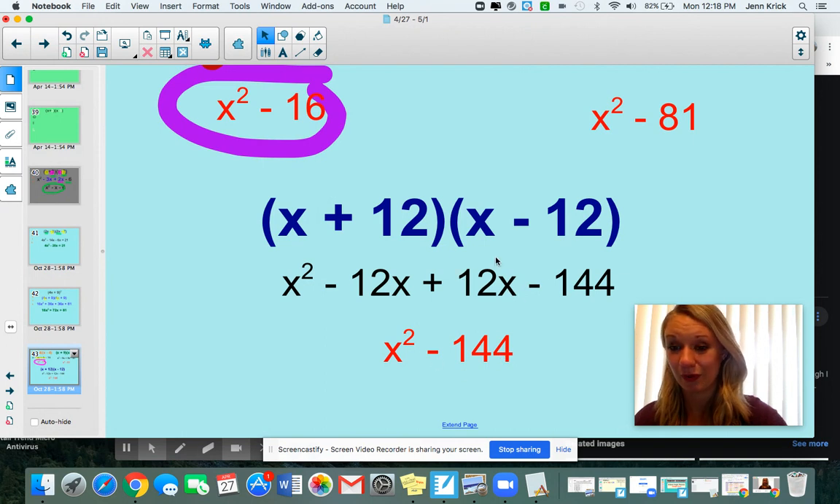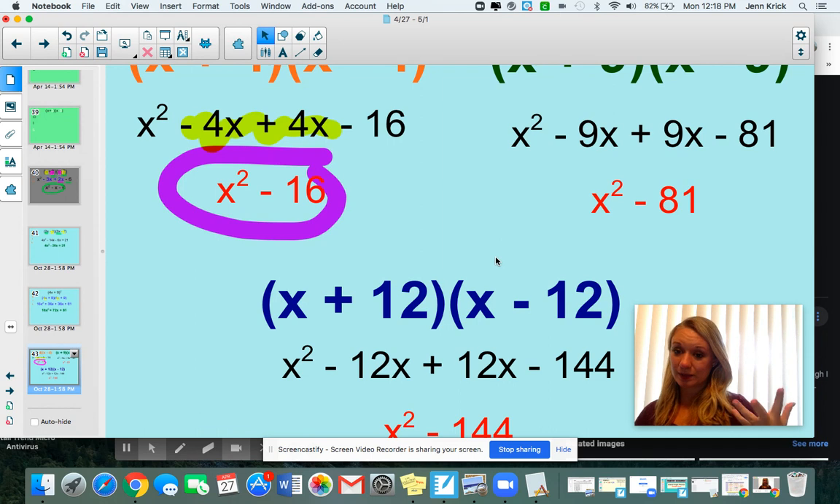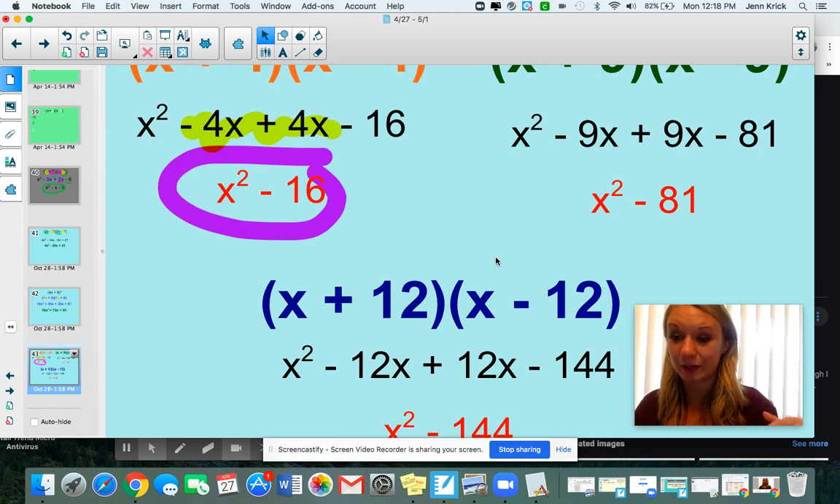If I gave you x plus 10, x minus 10, think about what the answer would be. Hopefully you have x squared minus 100. If I gave you x plus 5, x minus 5, FOIL it out, you get x squared minus 25. So that's just a quick tip for when you're working with these binomials: if you see something like this, remember that it might not always have your final answer in a trinomial. It might look like a binomial, like x squared minus 16, x squared minus 81.